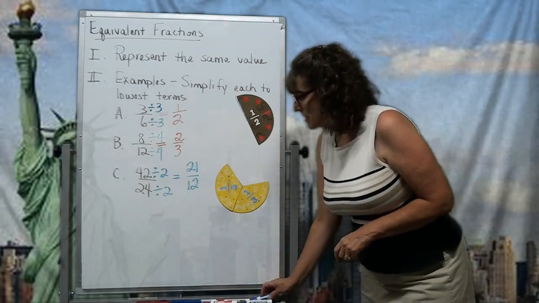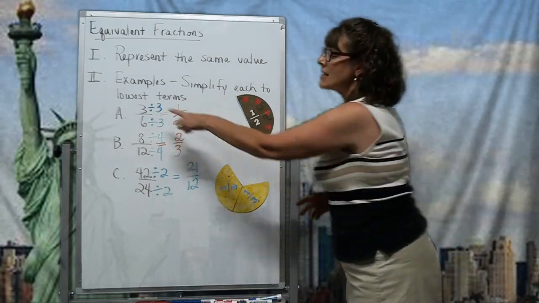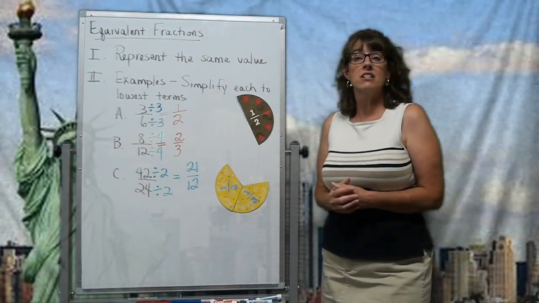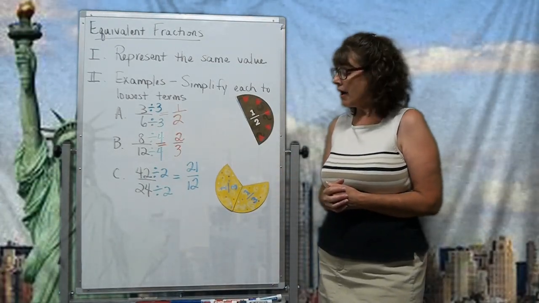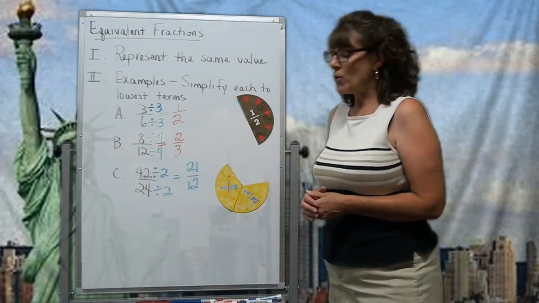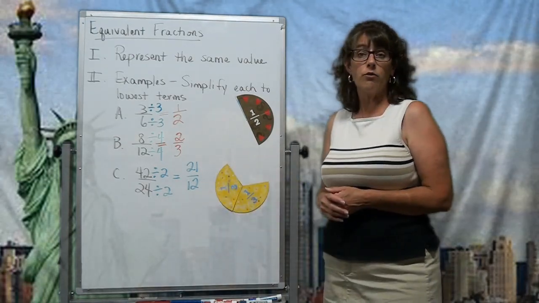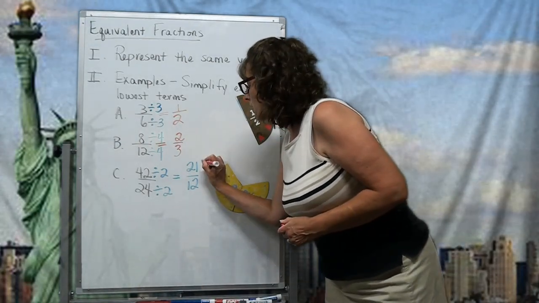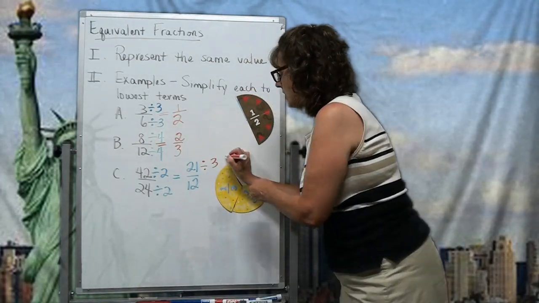But what I'm going to do is I'm going to say, am I done there? Because it says lowest terms. I want to keep dividing until there's nothing more that I can divide by. So is there a number that will go into both 21 and 12? Oh yes, 3 will go into both 21 and 12. So I'm going to divide my numerator by 3 to get a 7.